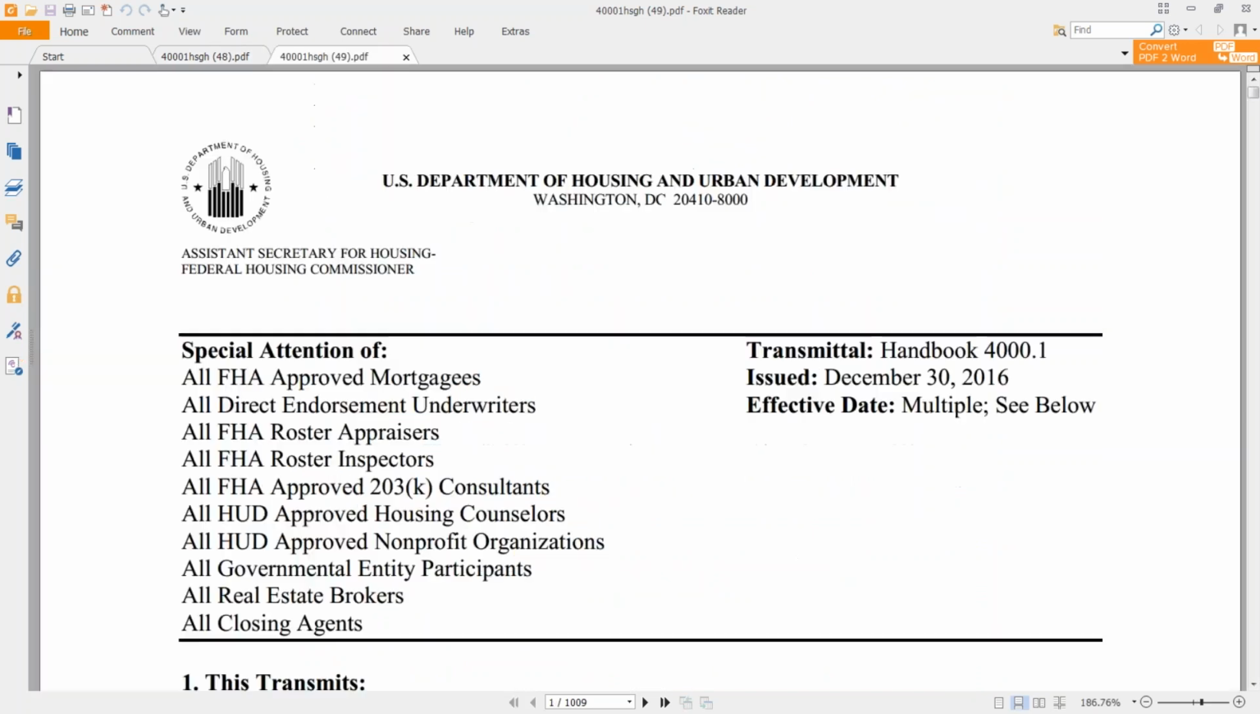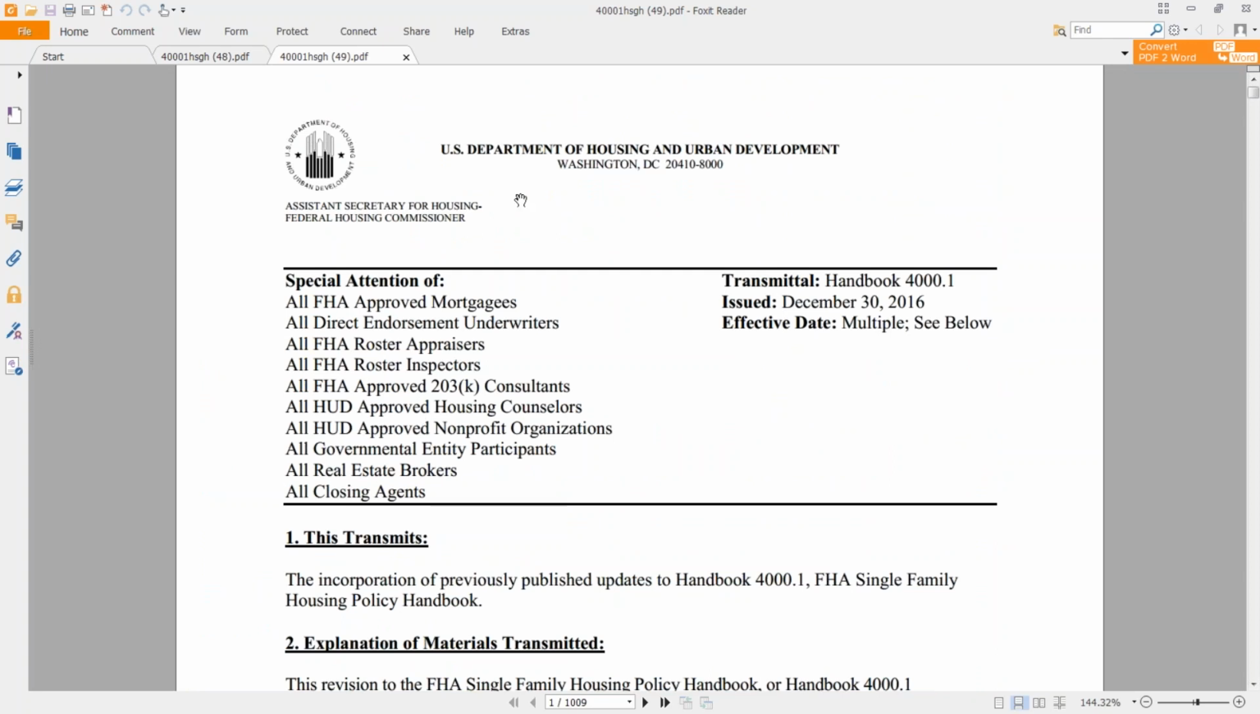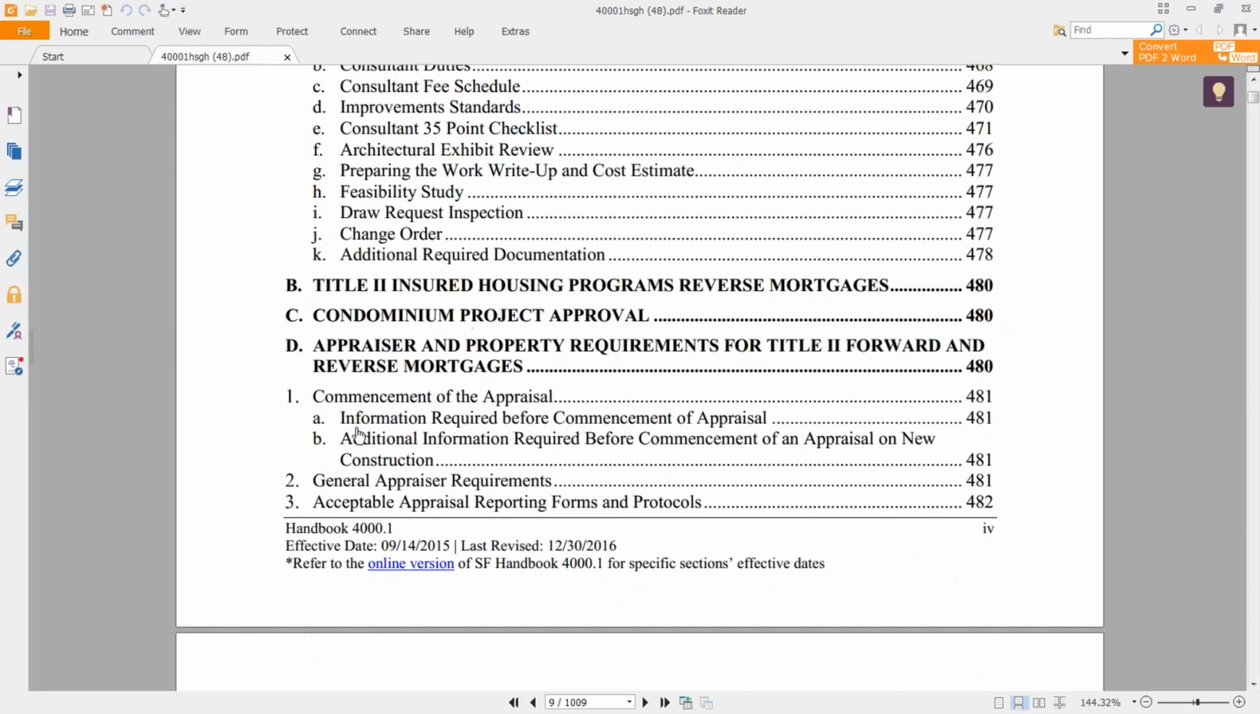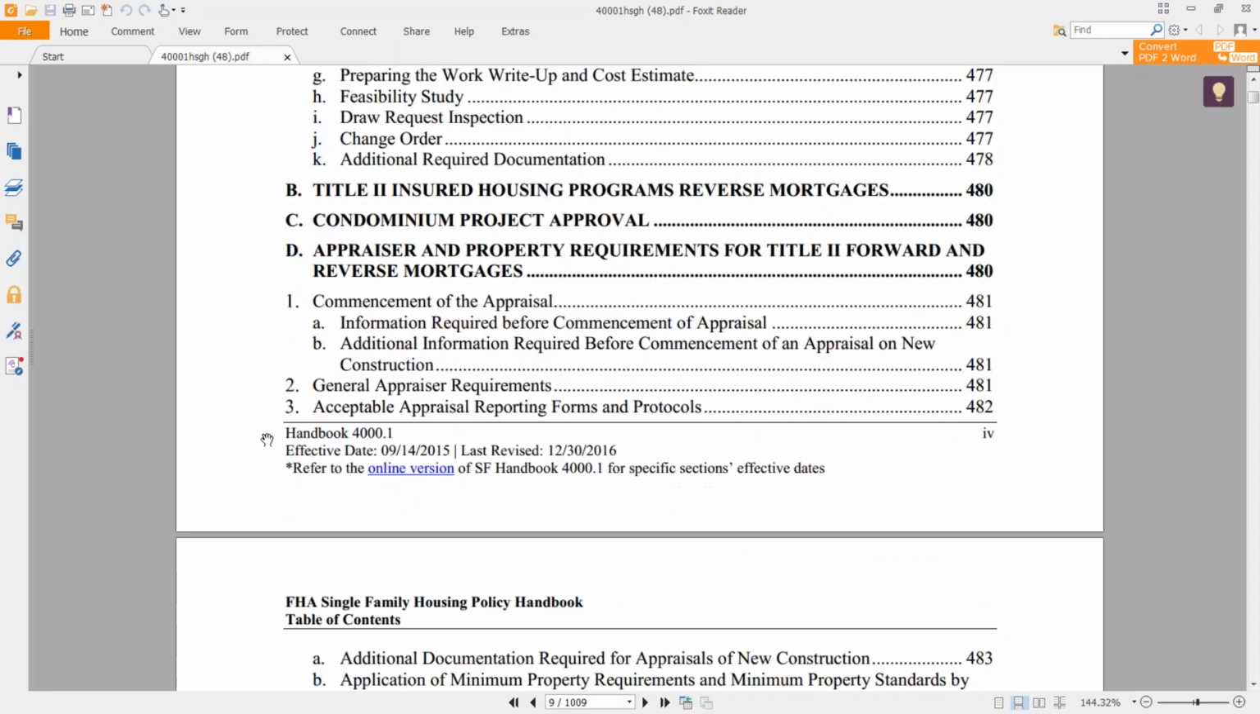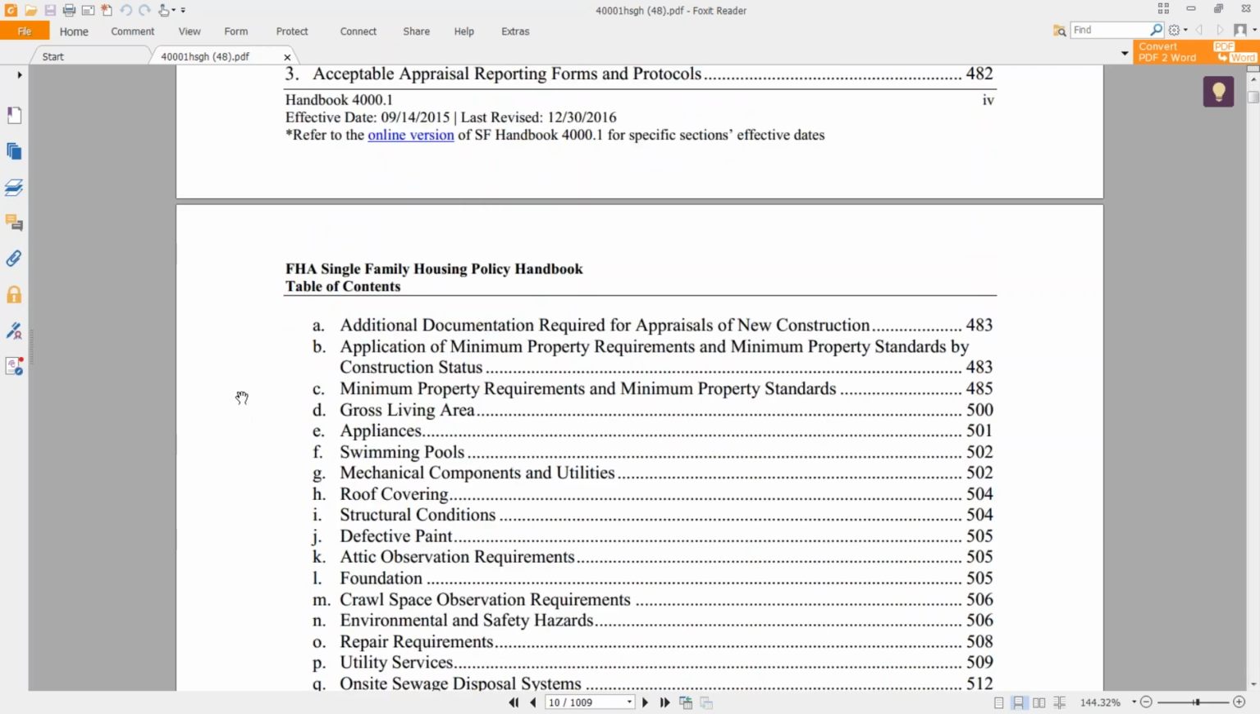And we can see commencement of the appraisal, general appraiser requirements, acceptable appraisal report forms and protocols. So this might be interesting to you if you're wondering, well, which form is supposed to be used for which situation. And here we can see it really gets into the nitty-gritty. Here's information on swimming pools, appliances, gross living area, and so on. So let's go ahead and take a look at gross living area real quick.